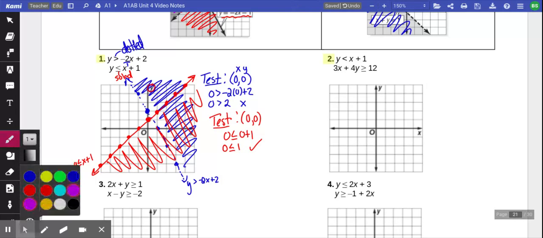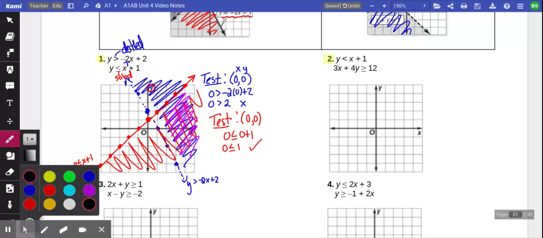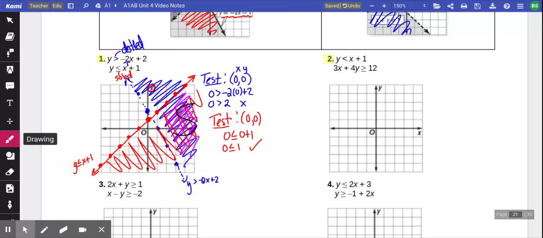Awesome. So our answer is where there is the overlap. So the overlap would be in here. And we said, hey, we're also going to write an S because it's S for solution. And that's it.